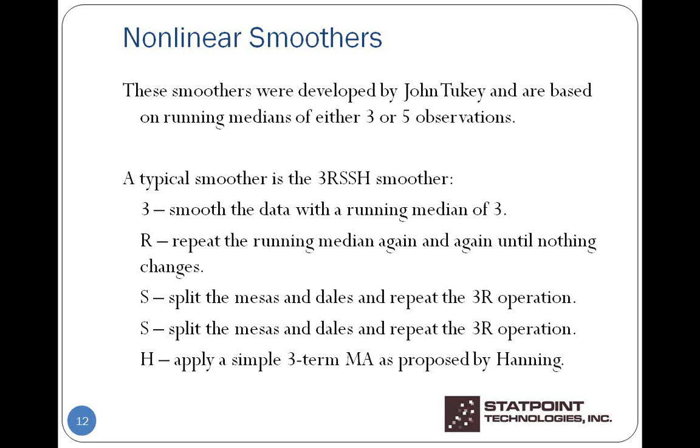Unfortunately, because of the nature of the median, that tends to give you not the smoothest result. In fact, you end up with things called mesas and dales, which are little flat periods because of the nature of the median. A mesa is sort of a flat peak, and a dale is a flat valley. So Tukey developed something called a splitting mechanism, where you make a little adjustment to the points where you see mesas and dales, and then you repeat the 3R operation.